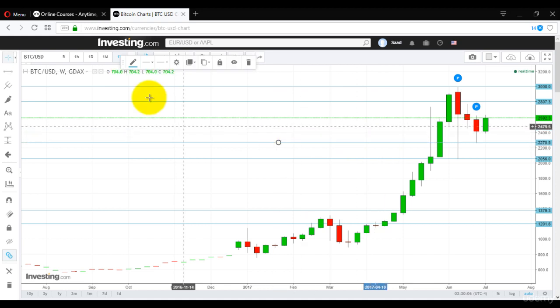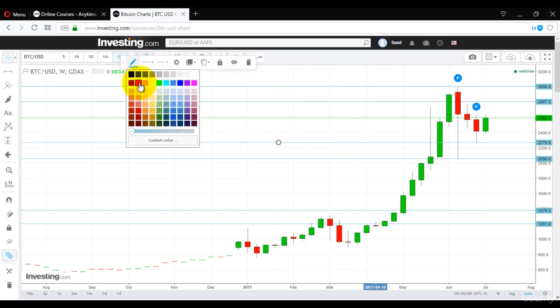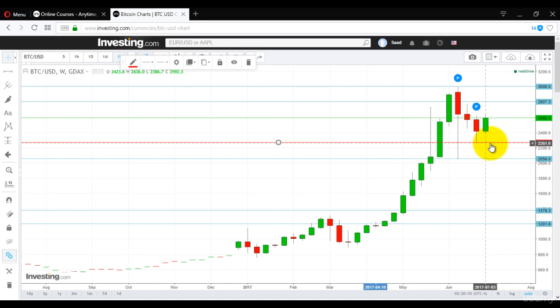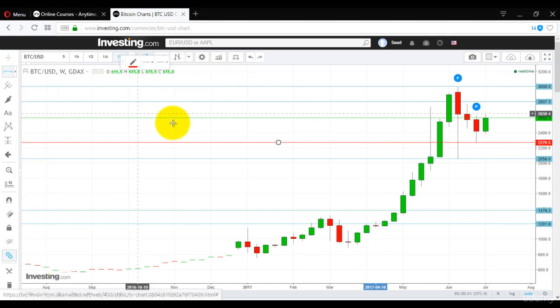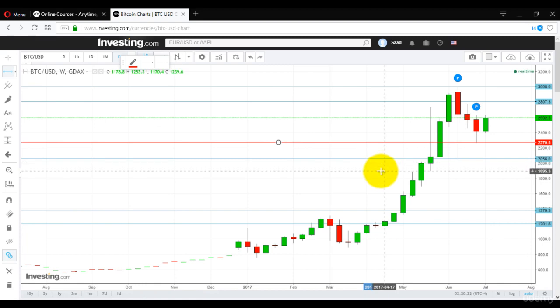This low, red. This is the immediate support. If it falls from here, it will get support here. And then we make, wait a minute.